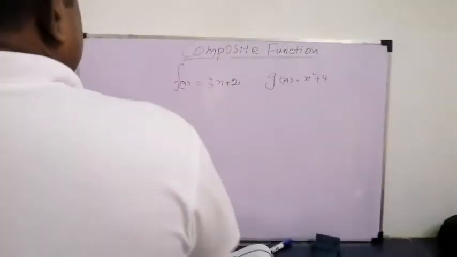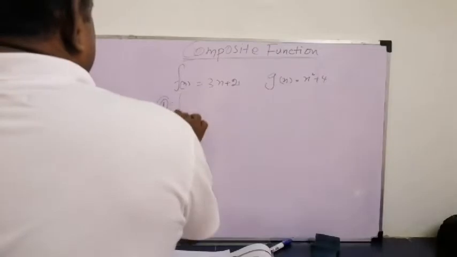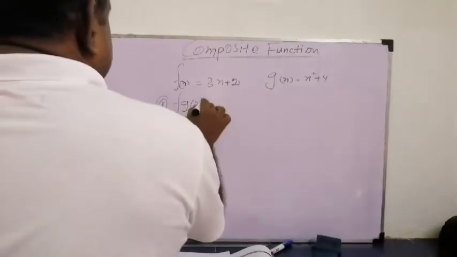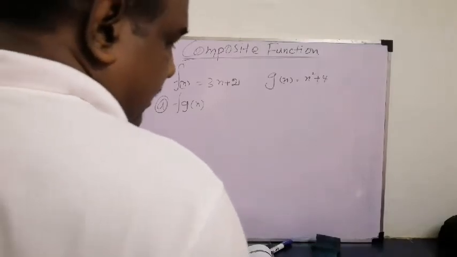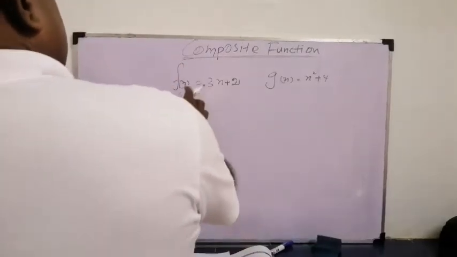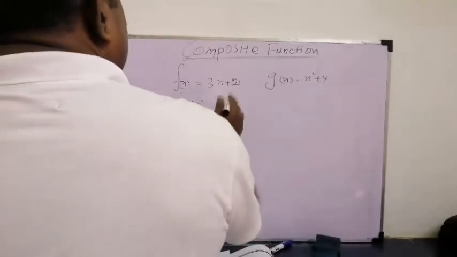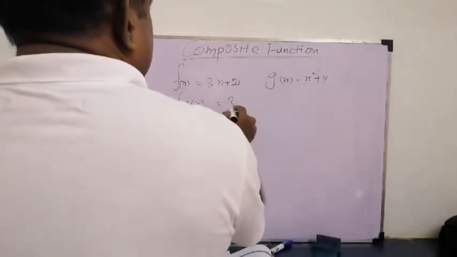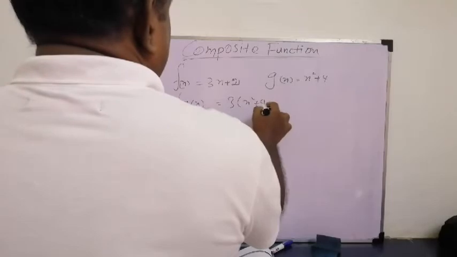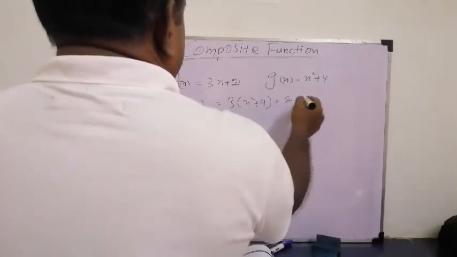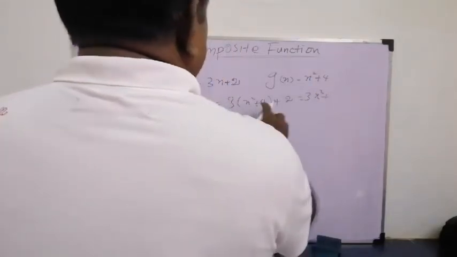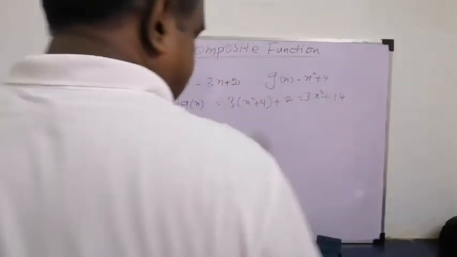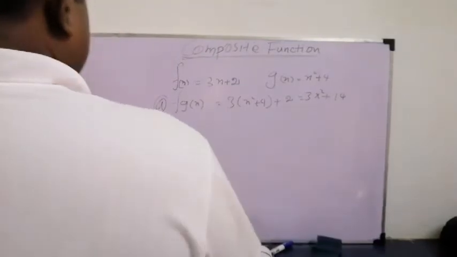So then first thing, the function of f(g(x)), part a they are asking for f into g into x. Okay, so we know that it's not a difficult thing. So g(x) is going to be 3 into x squared plus 4 plus 2. When you substitute, 3x squared plus 12 plus 2 is going to be 3x squared plus 14. Done. Next one, b part.